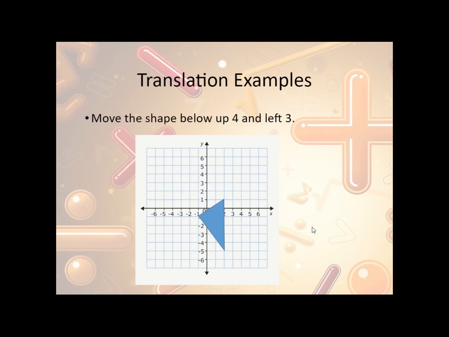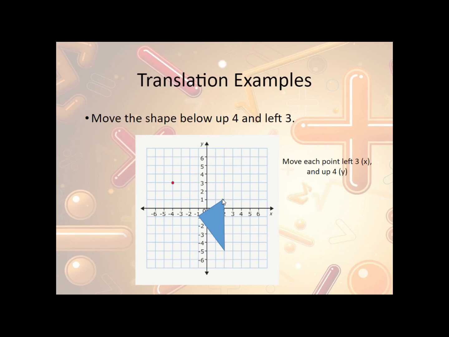Let's look at another example. It says take the shape below and move it up 4 units and to the left 3. So again, take each of the points, move them to the left 3 and up 4. So I move this point to the left 3, 1, 2, 3, and then up 4, 1, 2, 3, 4. So I should have a point there.